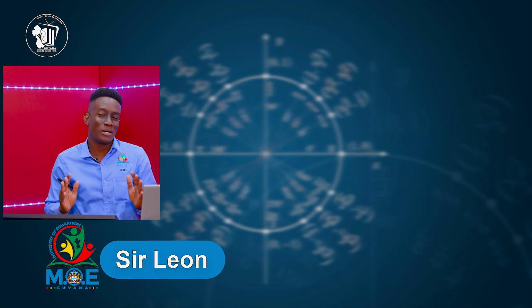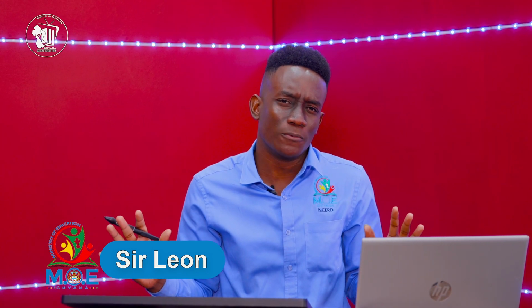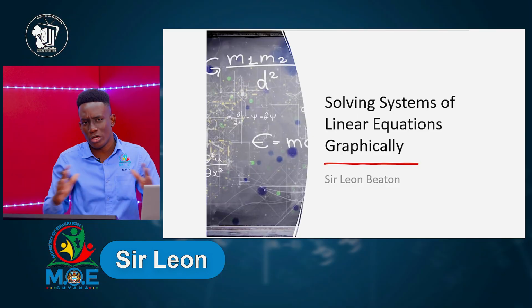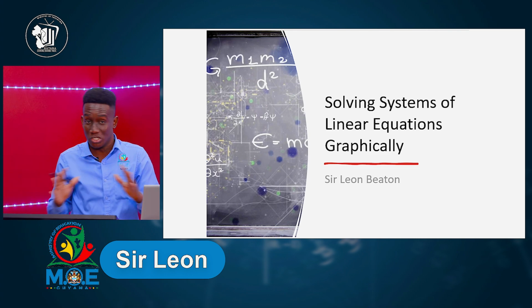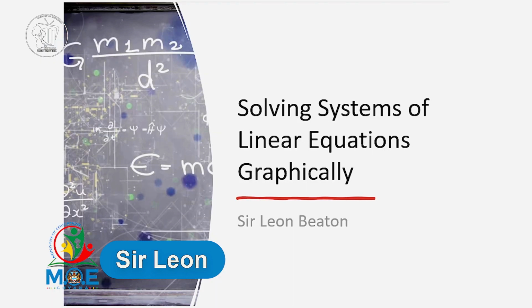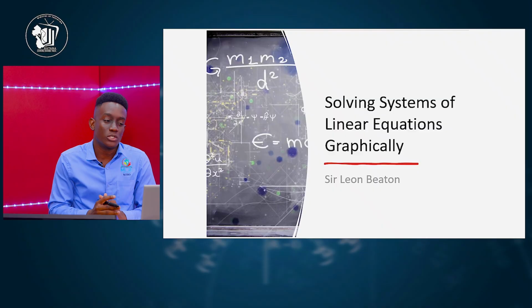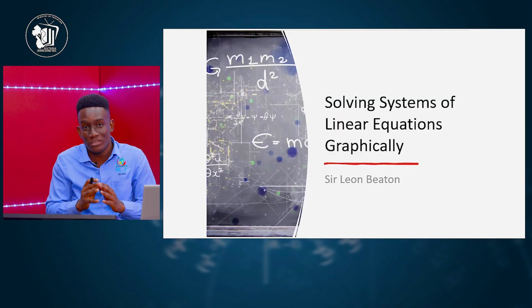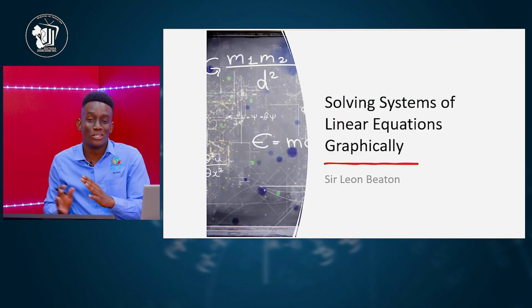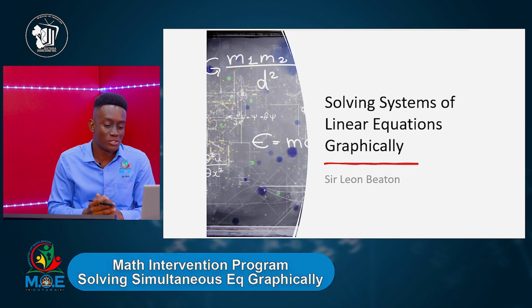This method combines some concepts that we already know. For example, we already know how to draw the equation of a straight line, and we know that when we solve simultaneous equations, we get an x value and a y value. So when we are solving graphically, you will get two answers as well, and you'll see how we get the two answers graphically. So let's head into this.